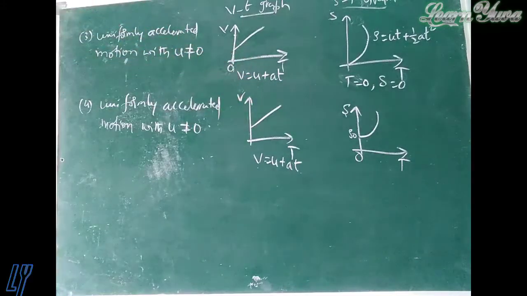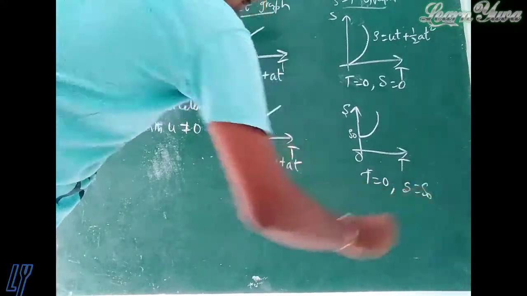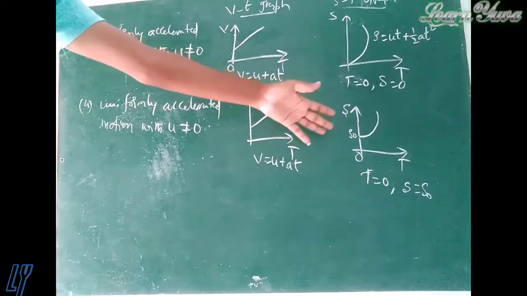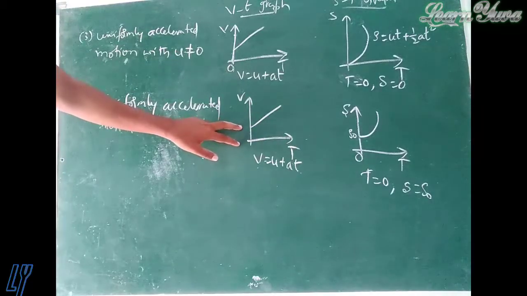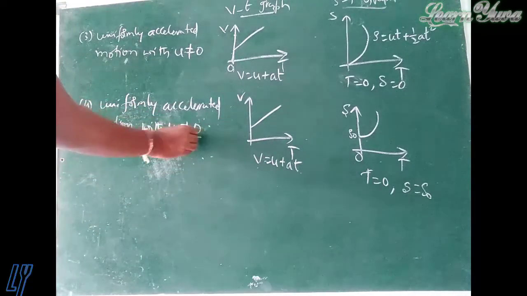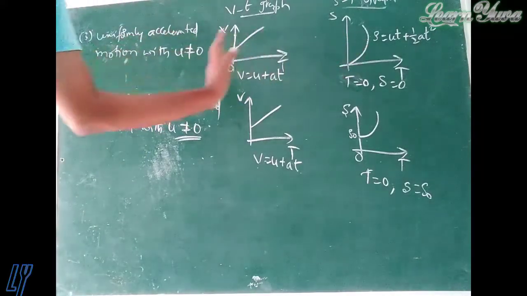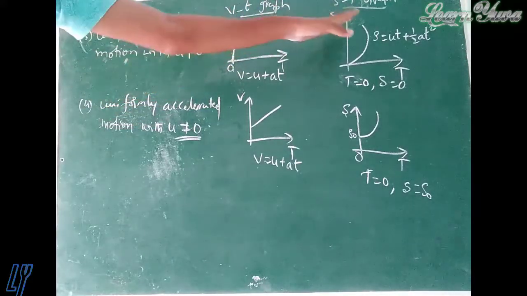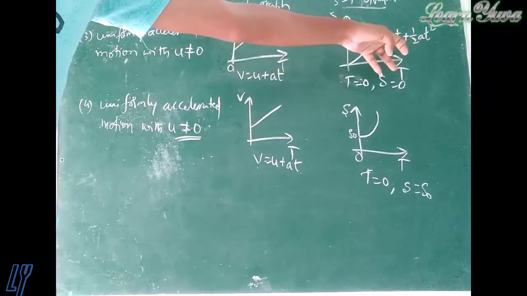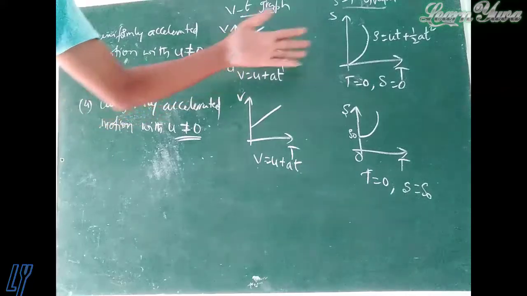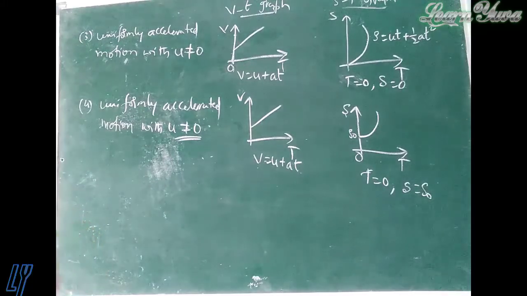So at time 0, s is equal to s naught. So s means distance; initially it has some distance, because it already has some initial velocity. Here the initial velocity is not equal to 0. I am saying that these graphs are related: the velocity time graph is related to the displacement time graph. That's why s is equal to ut plus half at square, where u is not equal to 0. Next graph.